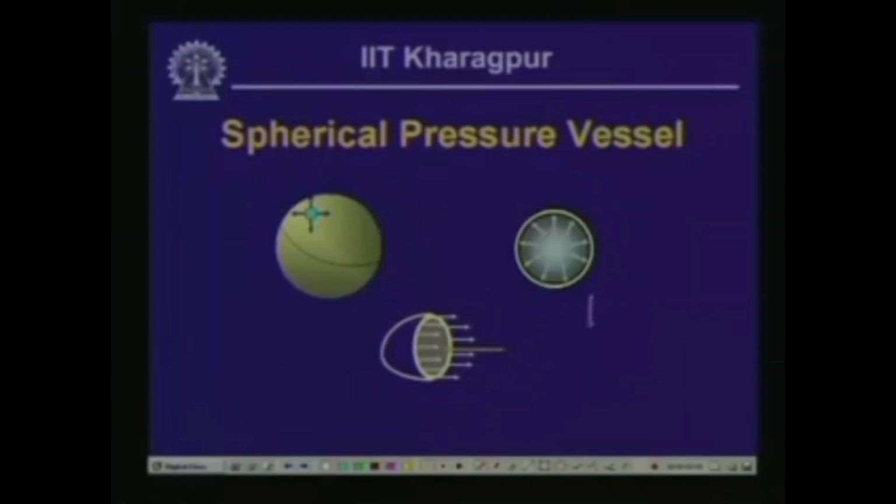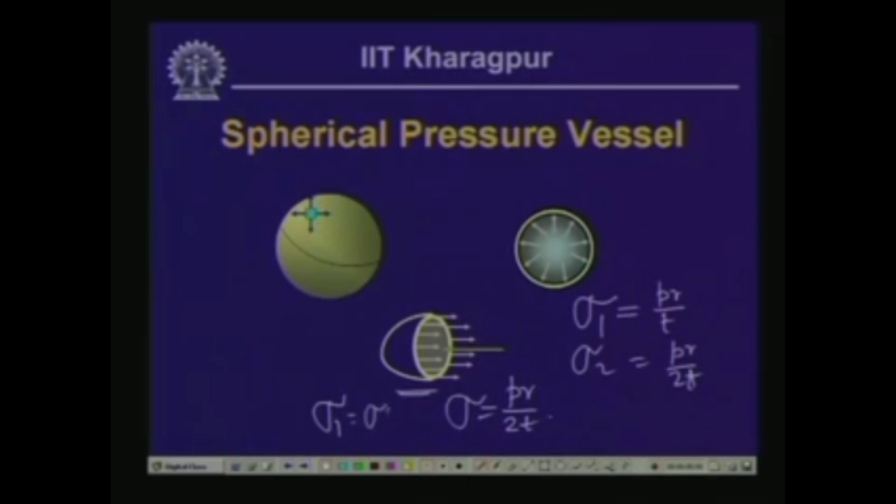Now, sigma 1 for the cylindrical pressure vessel was P r by T, and sigma 2 was P r by twice T, and as we have seen in case of spherical vessel, sigma is equal to P r by twice T. Here both the values of sigma 1 and sigma 2, which was in the longitudinal direction in case of cylindrical member, in case of spherical vessel are the same, and this is P r by twice T.